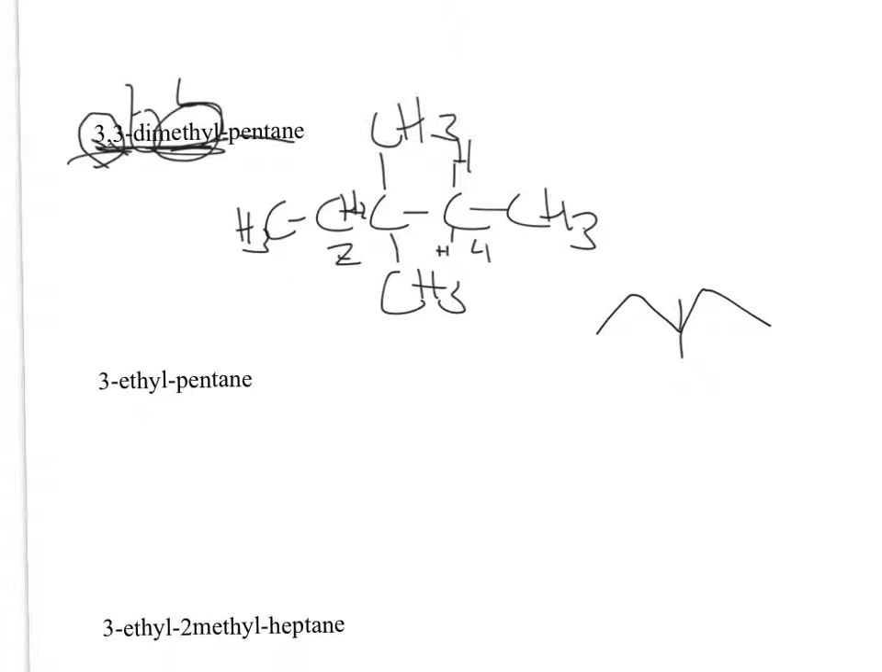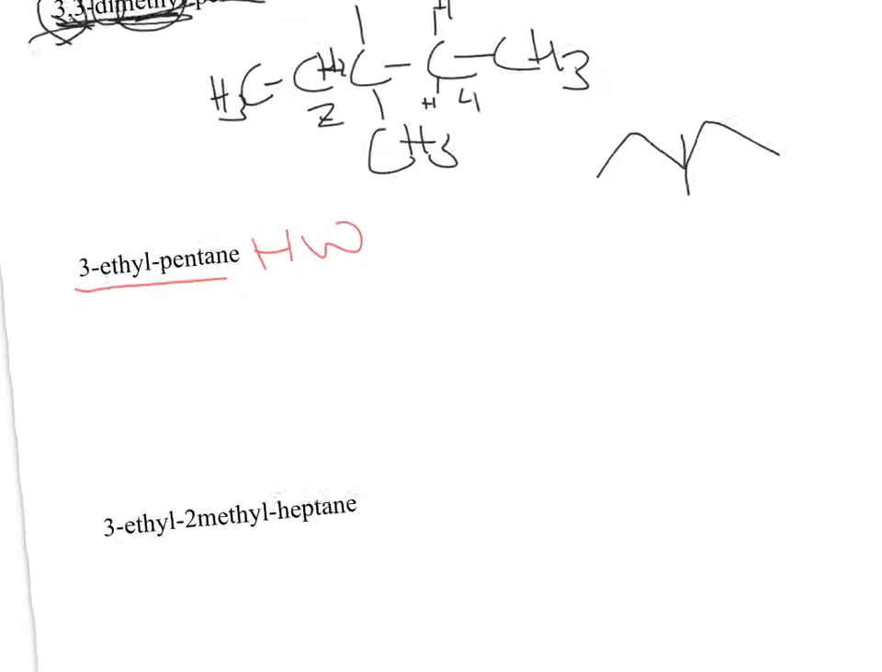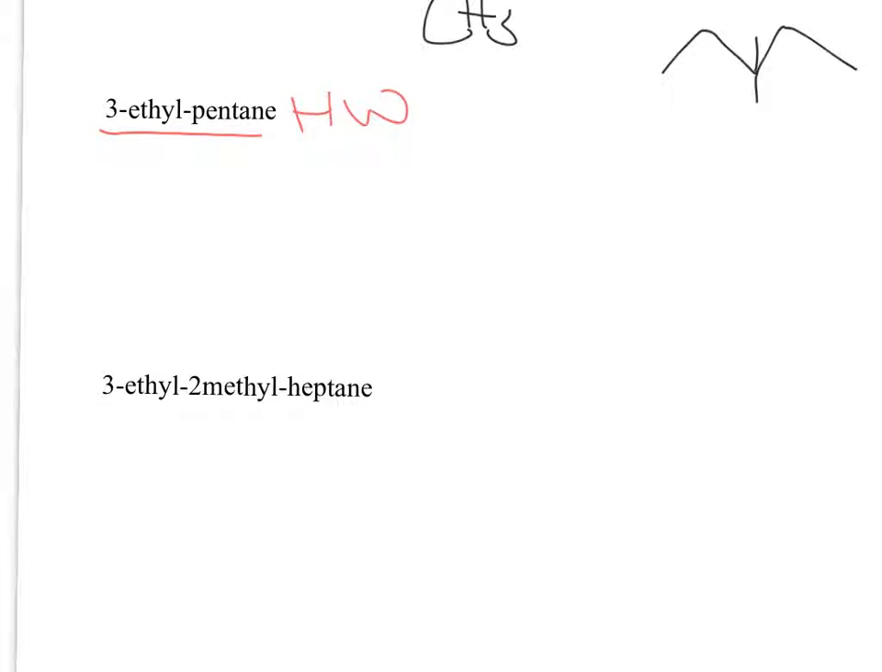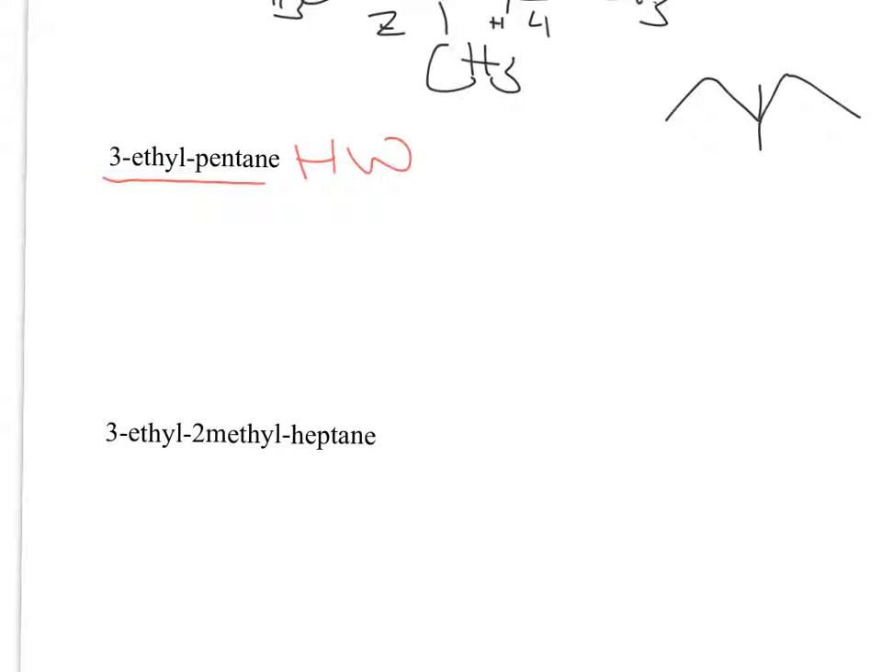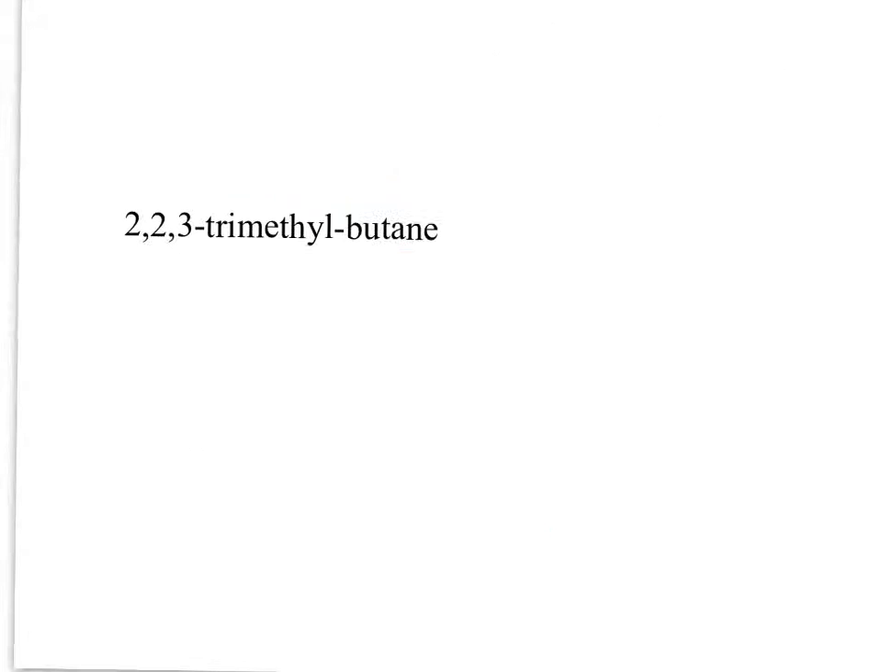So I'd like you to do number 3 as homework. Or sorry, I don't know if it's number 3. I'll do 3-ethyl pentane as homework, because that should be nice and straightforward. There's nothing strange about that. Also, this next one is homework. 3-ethyl 2-methyl heptane. That is also homework. Those are easy. Draw your backbones, your pentane and then your heptane backbones for each one, and then add your functional groups where appropriate. So let's look at this next one together.